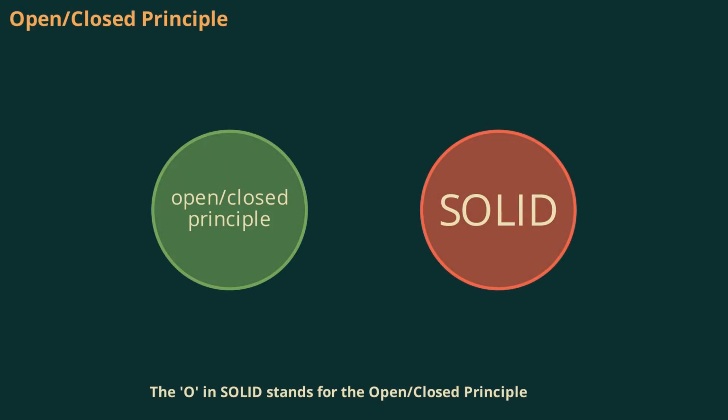The O in SOLID stands for the open-closed principle. Software should be open for extension, but closed for modification. This means you can add new behavior without changing existing code, making your applications more robust and easier to maintain.